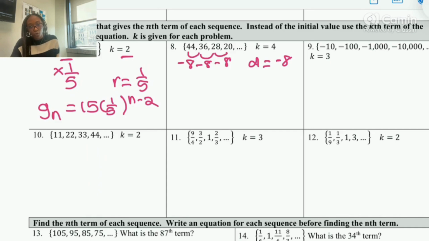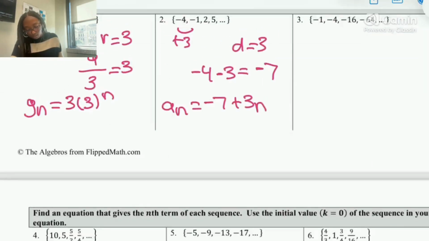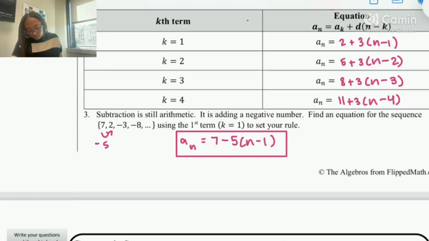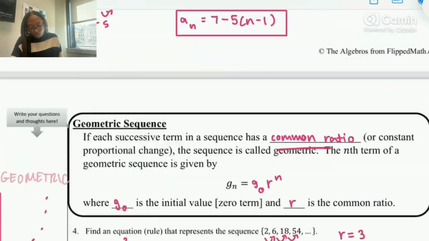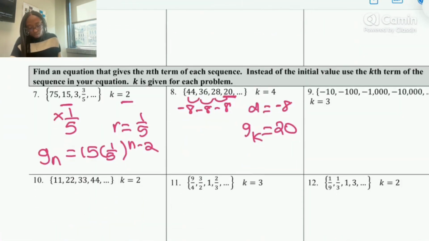And we're starting with our fourth term because k equals 4. Our fourth term is 20. So g of k equals 20. And we know that it's arithmetic because it's a common difference, not a common ratio. Going up, we see our equation a_k plus d times n minus k. We're going to use that formula to plug what we know in. So we have a_n equals 20 minus 8, because we are going down by the common difference of -8, times n minus 4. 20 is our fourth term.